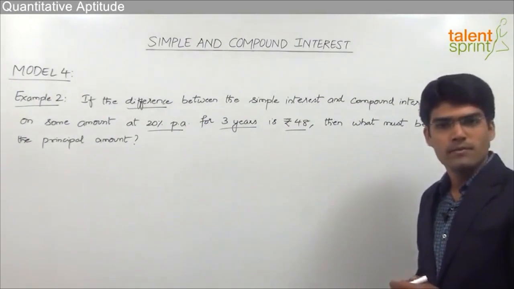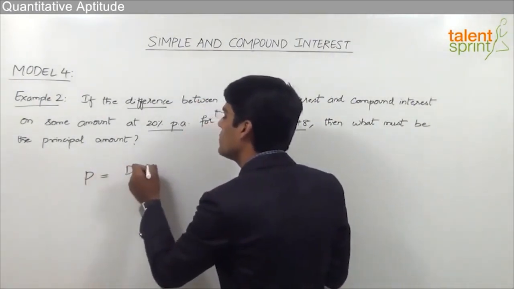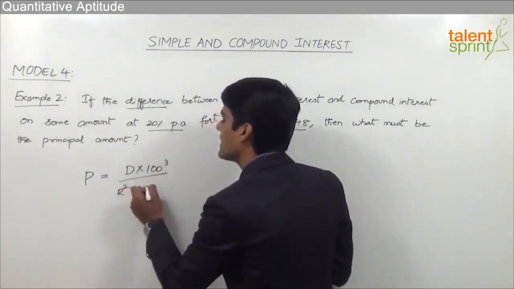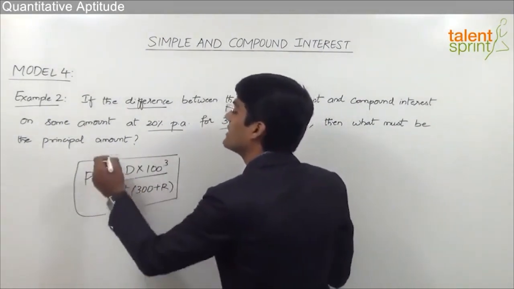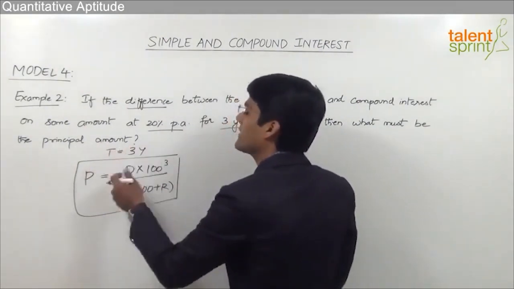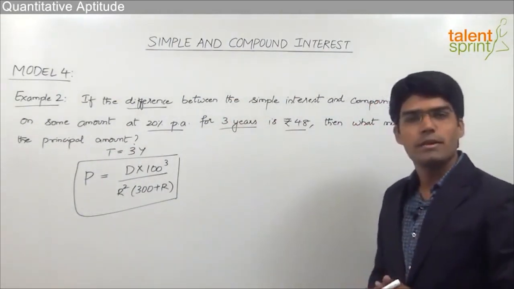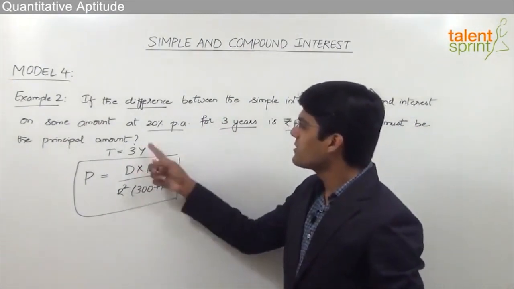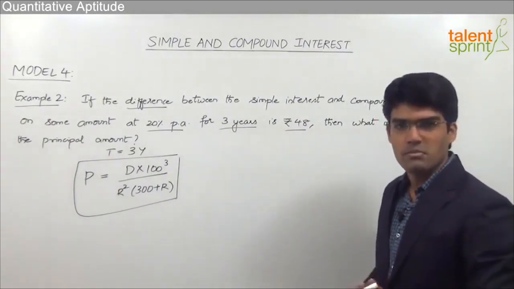Now we know that the formula to be used here is P equals D into 100 cube divided by R squared into 300 plus R, since the time period is given as 3 years. So for 3 years we use the formula as shown. So P should be equal to difference into 100 cube by R squared into 300 plus R. We know that the difference is 48 and rate of interest is 20% per annum. So let us substitute the values and find out the principal amount.